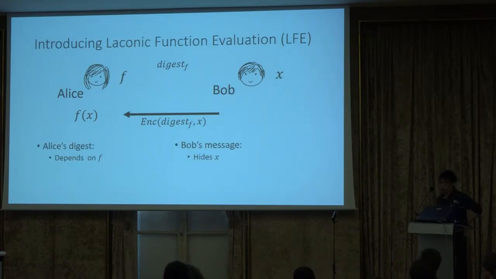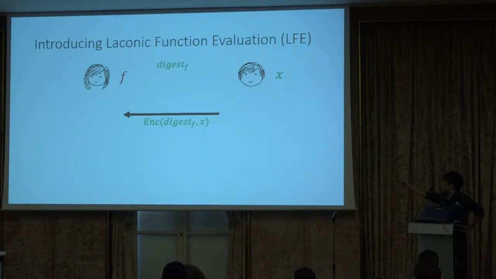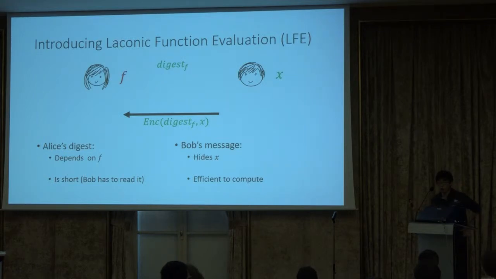So what do we want? For security with respect to Bob, Alice's digest should depend on f. Otherwise, from Bob's point of view, Alice could have acted using a completely different function. On the other hand, the encryption should hide x. That's pretty much what we want. But still, from what I said, nothing prevents the digest from being the function itself, and Bob computing the function directly.